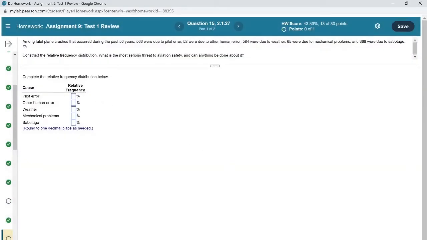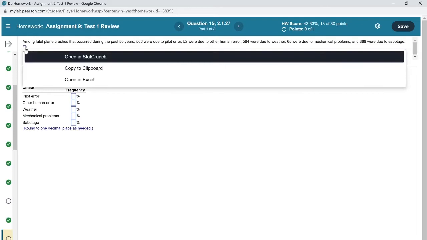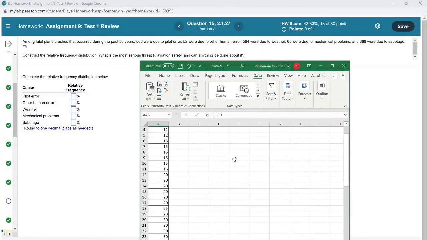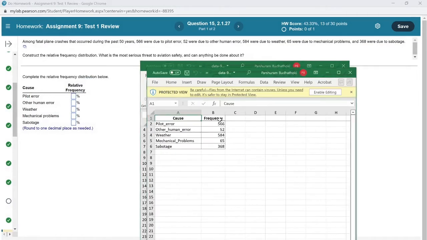Now, for finding the relative frequency, it's very similar to one of the previous problems we did. We need to find how many numbers there are for each category, find the total, and then divide the number for each category by that total. That gives us the decimal number, and then to get the percentage we just multiply that by 100. I'm going to just copy that in Excel, so you can see here.